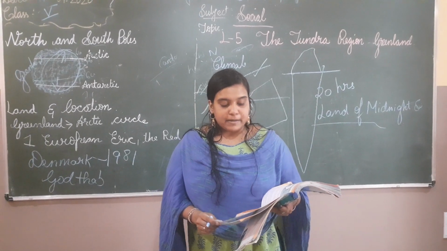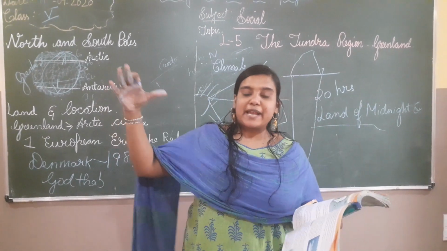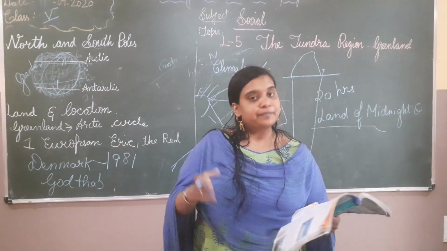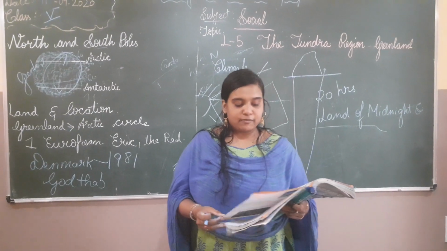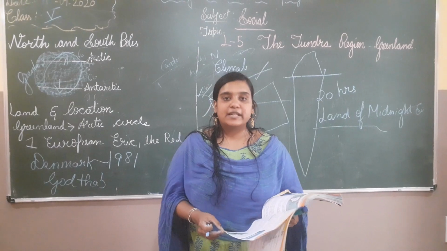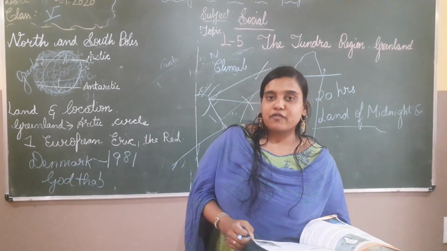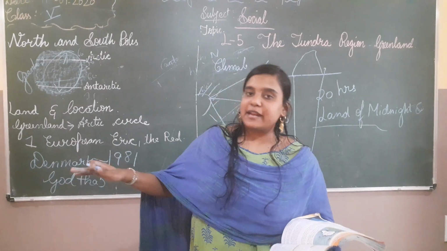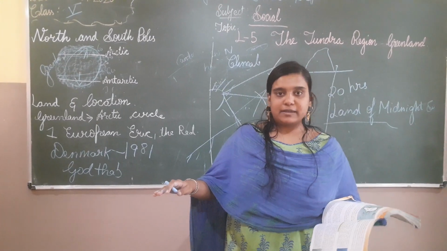Then birds also will migrate, children. In summer time, birds will migrate and come to the polar region. And some of the water animals, seals, walrus, and whales, are found near the waters. Then the life of people. Children, first of all, the people's height is very small, like a dwarf type, somewhere around 150 centimeters, 6 feet.